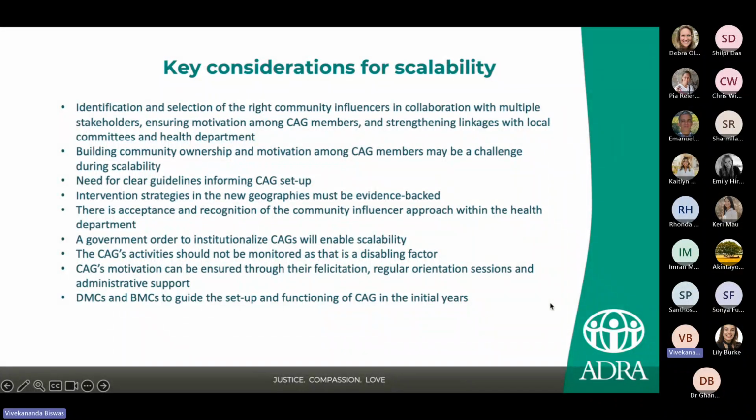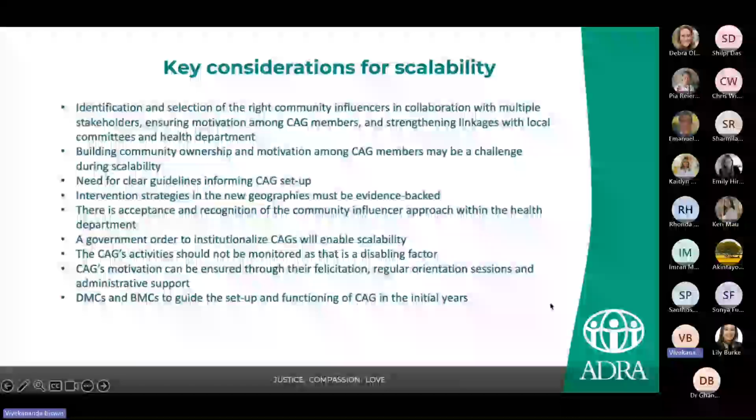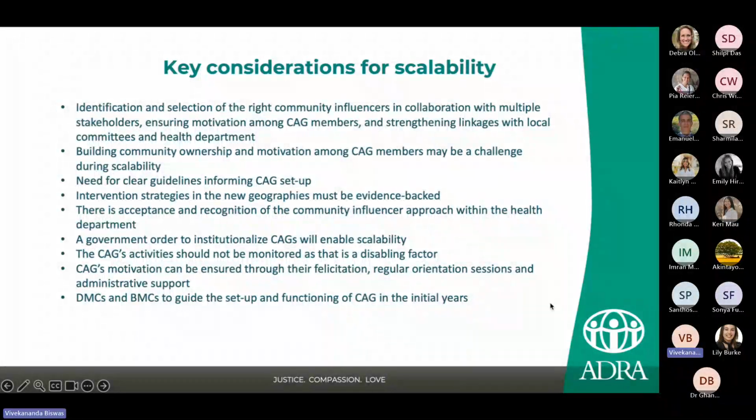Then CAG activities should be monitored, as that is a disabling factor, because if nobody asks, if nobody monitors, that is why we said, because when we had our project, we had our internal staff, but we have ensured. So this is a critical area. We started working on this handover process two years back.